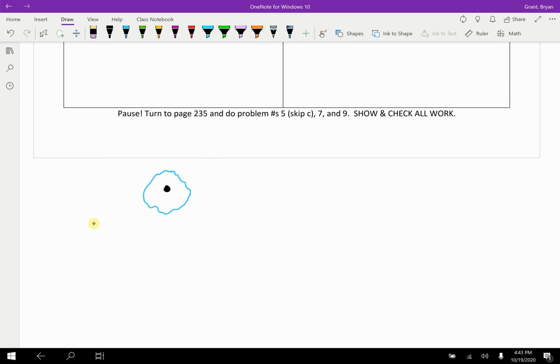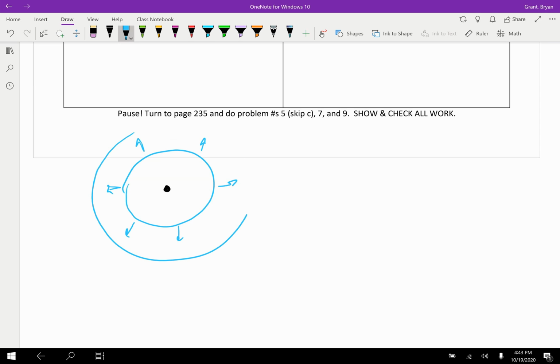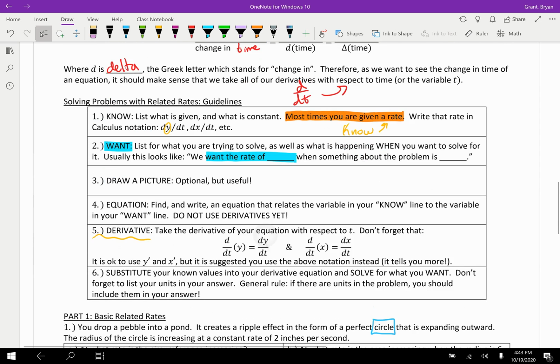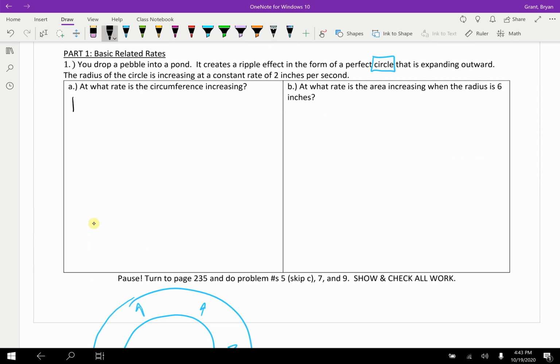Now, I'm really just assuming here that there's just one ripple, and this ripple, of course, as time goes on, is going to get bigger. So the next time we measure this friendly old ripple, it's going to have a larger circumference, and so on and so forth. Okay, so at what rate is the circumference increasing? Let's go to our chart. First thing, know. What rate do we know? Well, the radius of a circle, it's a constant. Found it.